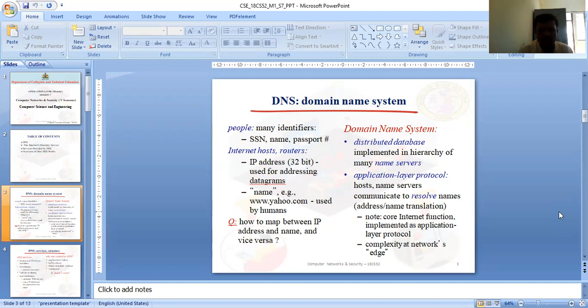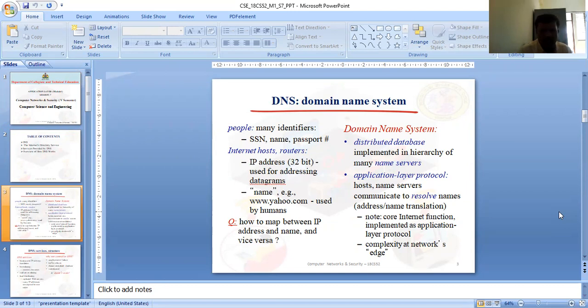Names are what identify each of the servers. For example, www Yahoo: Yahoo.com pages are maintained on the Yahoo servers. Yahoo.com is exactly the domain name, followed by .com, which is an extension. It is used by humans, because humans find it very easy to recognize domain names rather than IP addresses. A common person cannot understand IP addresses.